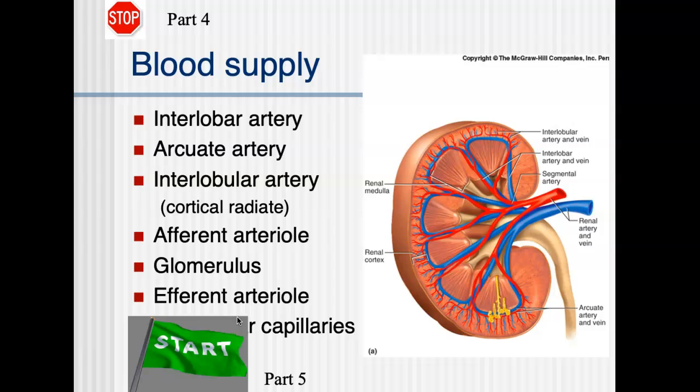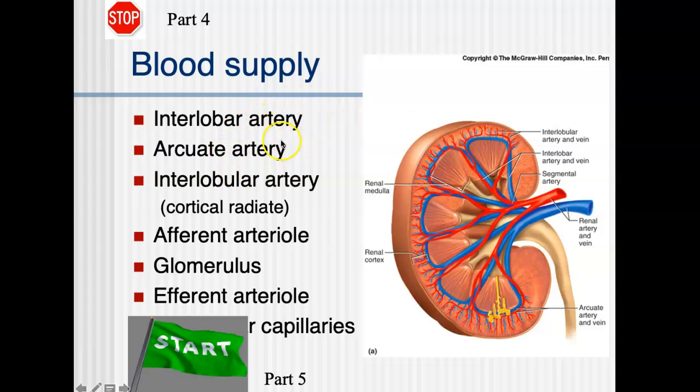Let's go through these arteries one more time. The artery is irrigating the kidney. So if you have a renal artery that's entering here, the first branch I didn't mention to you is called segmental. I don't really need you to know that. I need you to know the next one, which is between the lobes of the kidney. So it's interlobar. So we have this one here.